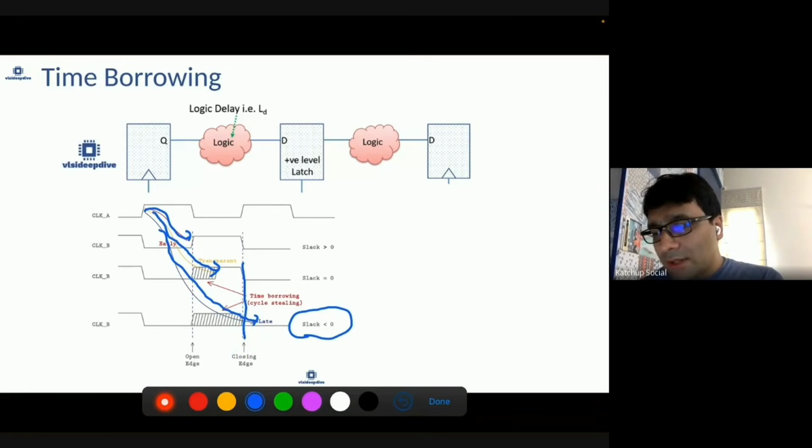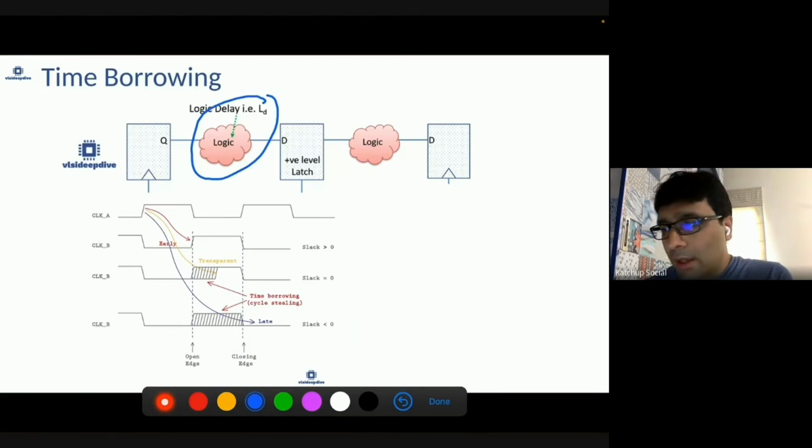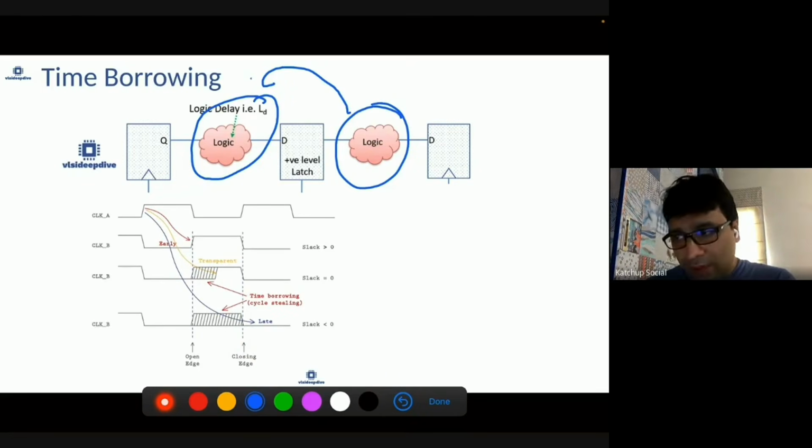So latch-based design allows this flexibility of time borrowing, which can be useful in cases where some part of the logic has more delay and some part of the logic has less delay, and you can borrow time from the next cycle to here to meet latch timing. This flexibility does not exist for flop-based design.